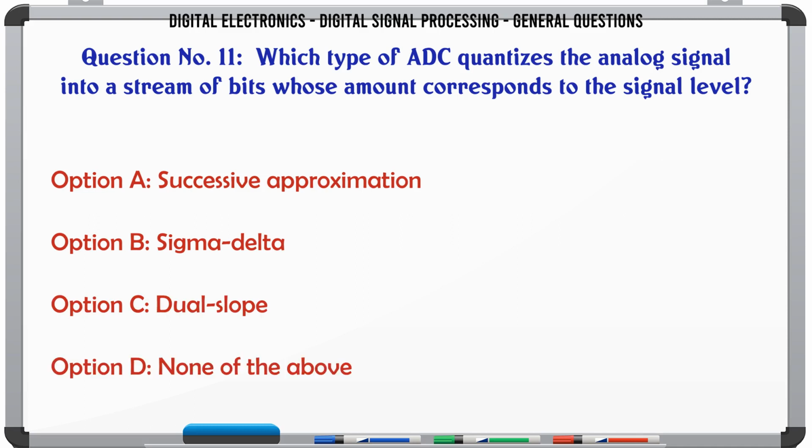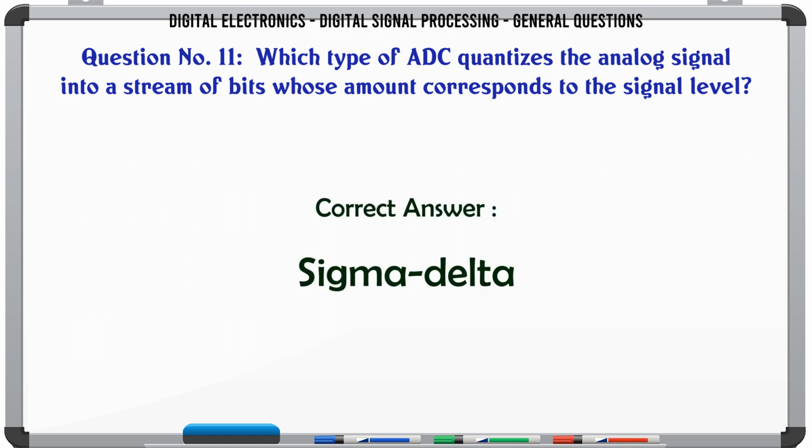Which type of ADC quantizes the analog signal into a stream of bits whose amount corresponds to the signal level? A. Successive approximation, B. Sigma delta, C. Dual slope, D. None of the above. The correct answer is sigma delta.